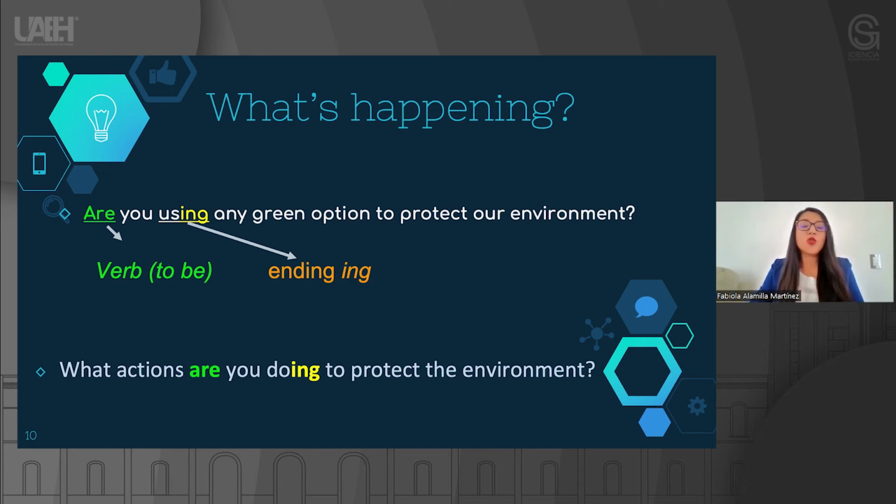If we want to get more information, we should add a question word. For example, in this case, what, where, how much, how many, when, right? So as in the example, what actions? So we are asking for more information and maybe the interviewer gives us more details. What actions are you doing to protect the environment? So at the beginning of the question, we need to add a WH question word to get more information.